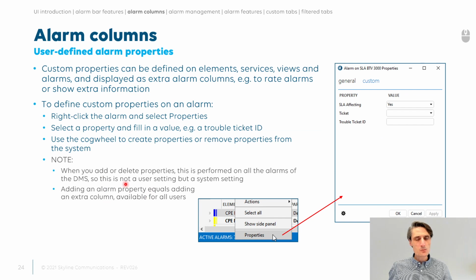A small note, as with the element properties or service or view properties, if you would ever remove a property from your system, it will be gone throughout your system on all the alarms. And this is, of course, something you do on the system. So if I add this property, trouble ticket, all the other people logging into the system will also be able to see that additional property or the additional column. They do need to visualize it though. So they need to add that column into their alarm console. That's where the group settings might come in handy: if you configure it once, you push it to everybody.